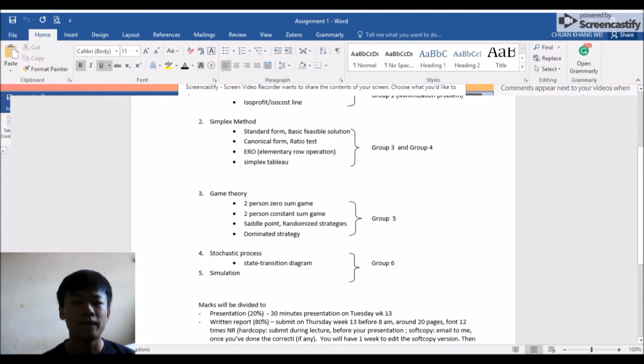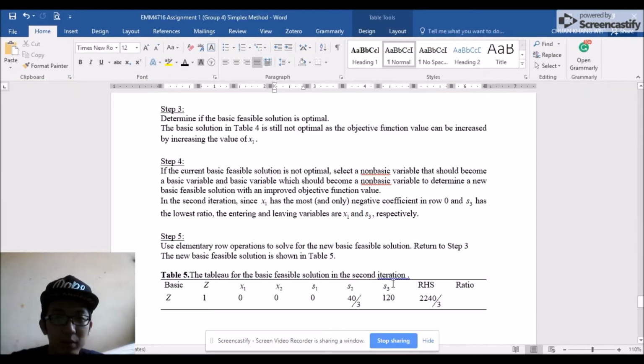Now I will pass it to Wilson, and Wilson is going to explain the rest of the steps for the ERO operation.